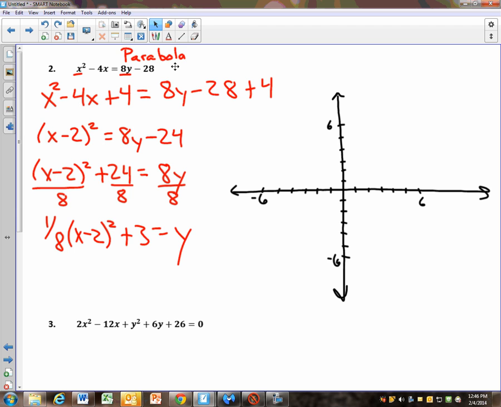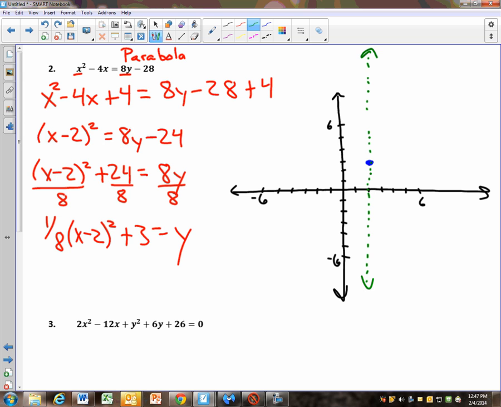You told me the vertex was 2, 3, so I'm going to plot that over 2, up 3. Beautiful. Axis of symmetry. Is it going to be horizontal or vertical? Vertical, because it's a vertical parabola, so your axis of symmetry will run right through the vertex, the center of the parabola.